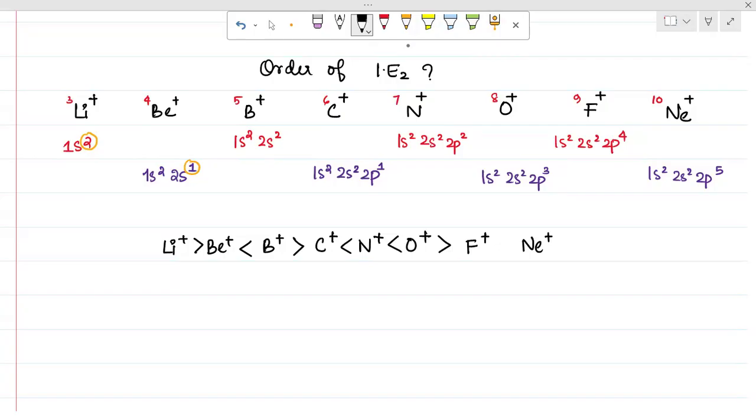So next what you'll be checking is Z effective. As you move from left to right, your Z effective increases. So if your Z effective increases, your ionization energy also increases. Periodic property. Right. So this is the order for the adjacent species. So we have taken adjacent species into consideration.